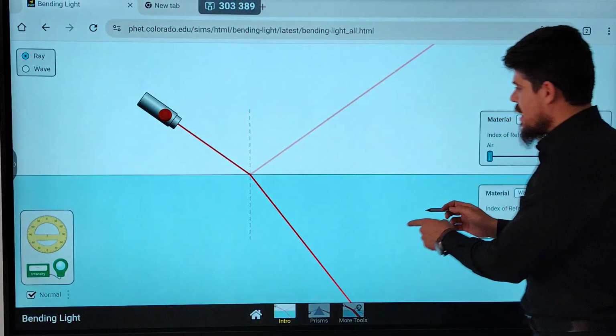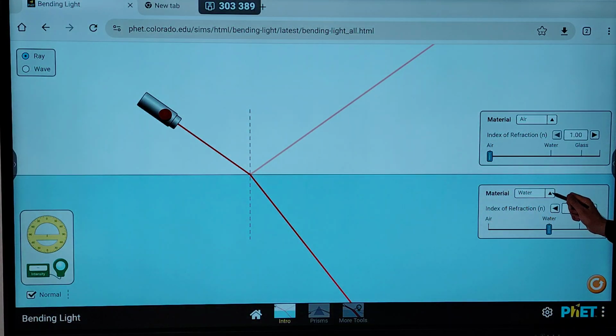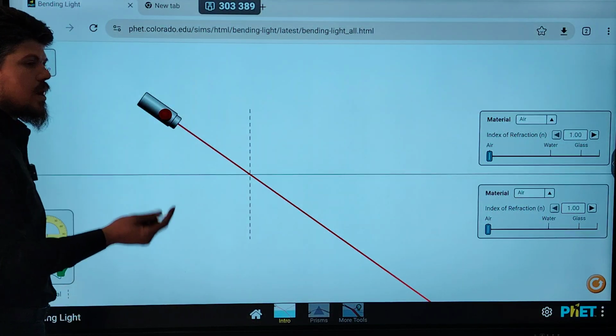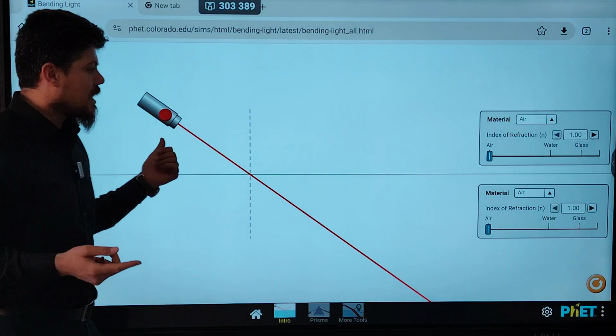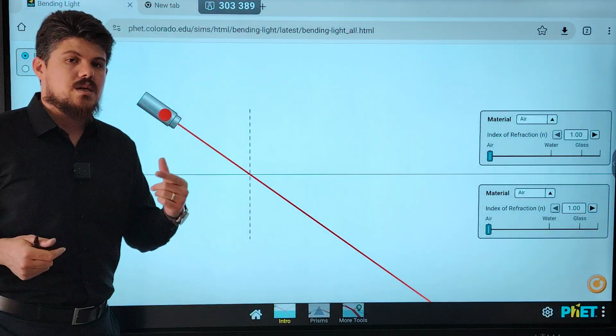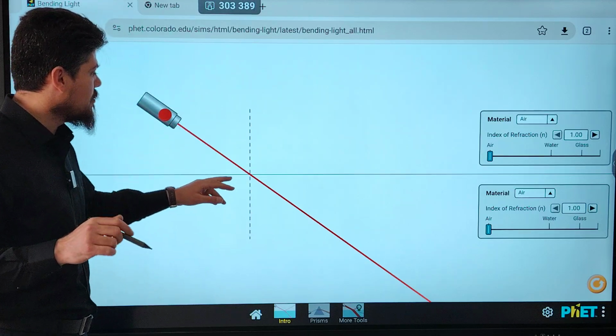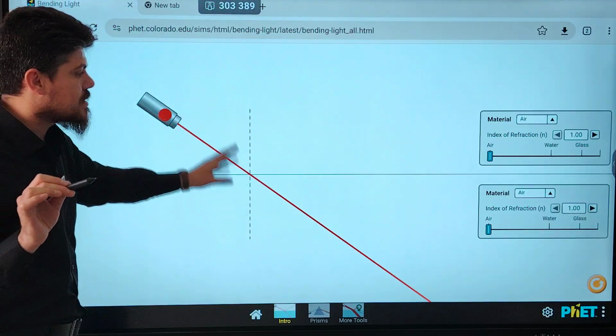Okay, guys, if you make the second medium air, look, now both substances are air. How many substances do we have? One, air. When the light passes in one substance, will refraction occur? No, never. The refraction will never happen because we have only one substance.